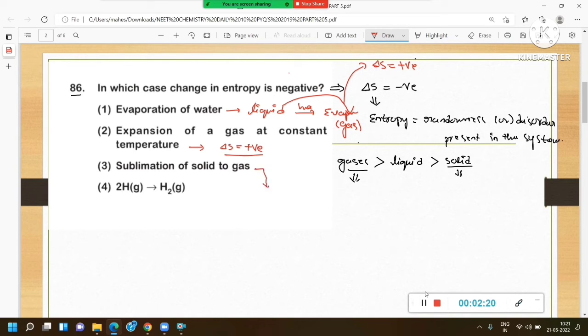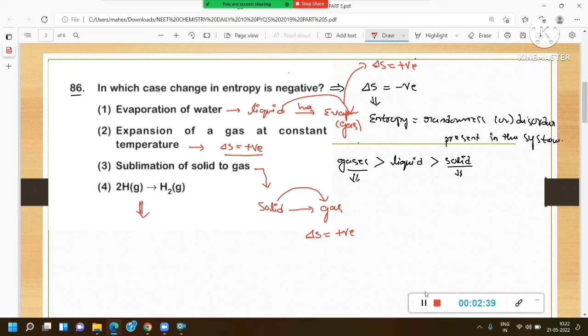Now let us verify the third one. Here sublimation of solid to gas. Here solid is converted to gas. That's why here the change in entropy will also increase. Its value becomes delta S equal to positive.